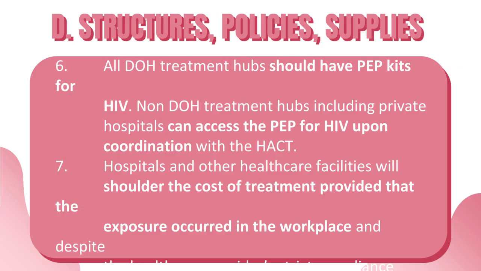Proceeding to 6. All DOH treatment hubs should have PEP kits for HIV. Non-DOH treatment hubs, including private hospitals, can access the PEP for HIV upon coordination with the HACT. Hospitals and other healthcare facilities will shoulder the cost of treatment provided that the exposure occurred in the workplace and despite the healthcare provider's strict compliance with standard precautions and upon the joint recommendation of the ICC and the HACT.